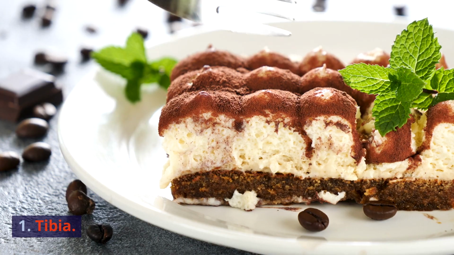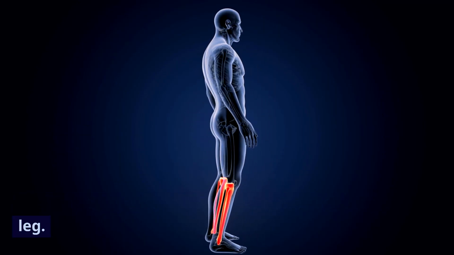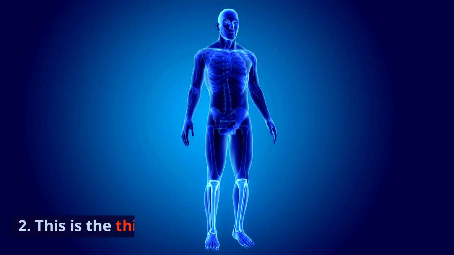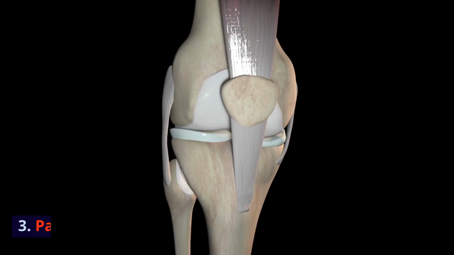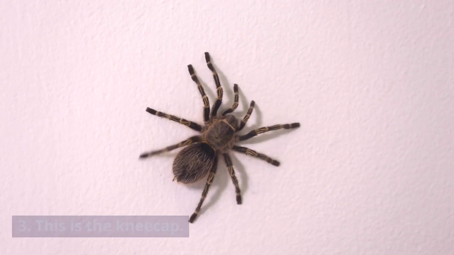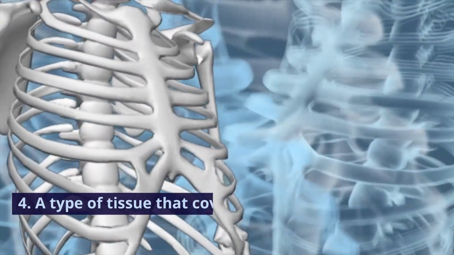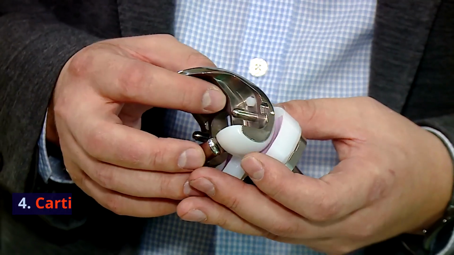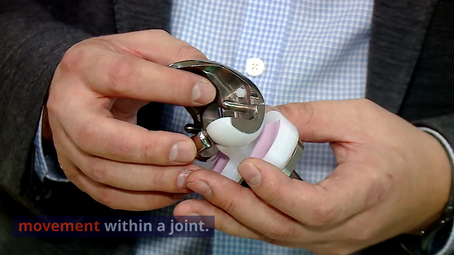1. Tibia. This is the shin bone or larger bone of the lower leg. 2. Femur. This is the thigh bone or upper leg bone. 3. Patella. This is the kneecap. 4. Cartilage. A type of tissue that covers the surface of a bone at a joint. Cartilage helps reduce the friction of movement within a joint.